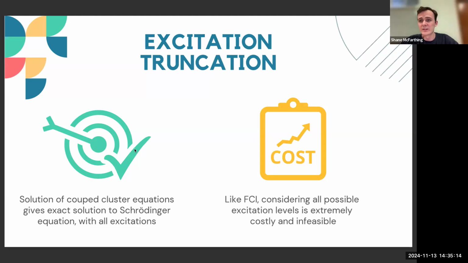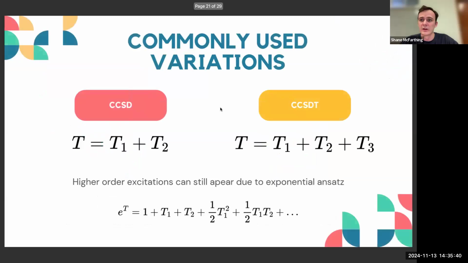So if we don't do that, if we don't truncate, when we solve those equations and we get the amplitudes, we get that state that was created from the wave function with the amplitudes in it, that forms an exact solution to the Schrödinger equation. But like I said, with full CI, it's extremely costly to consider all these different excitation levels, and it's not actually feasible to do on systems that are of any relevance.